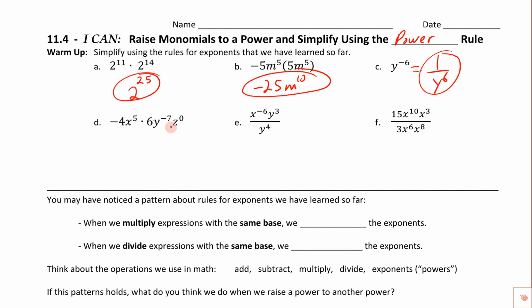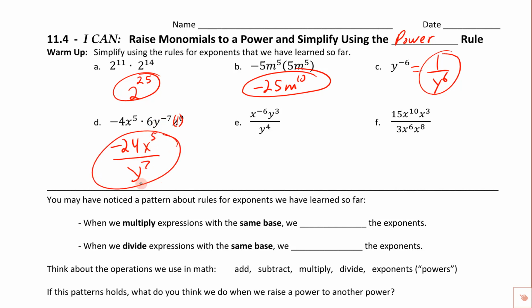And then this one right here, the first thing we notice is we've got z to the 0, so that's just a 1. And then we've got negative 24 for the numbers. We've got x to the 5th, that's going to go on the top, and then the y to the negative 7. The negative means reciprocal, so that's going to go on the bottom. So we've got a y to the 7th on the bottom. Again, the sign changes as we move from top to bottom because that's what it means.